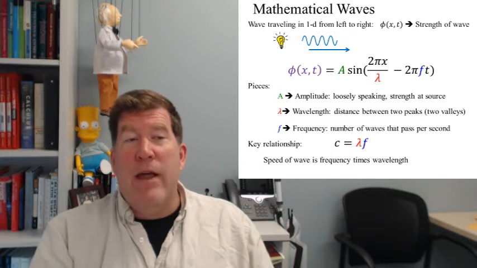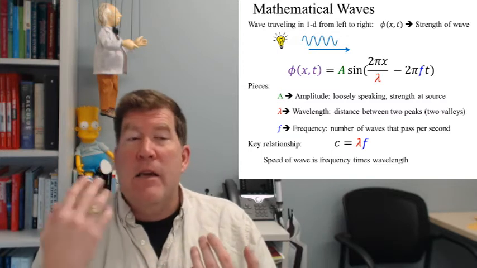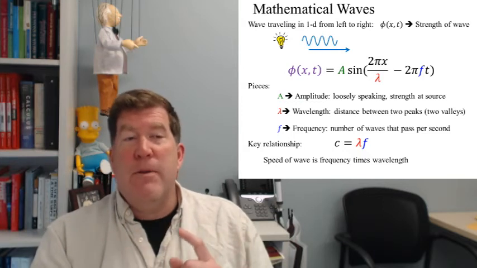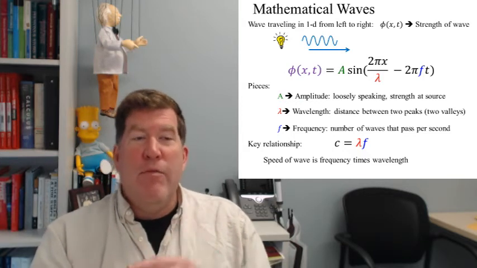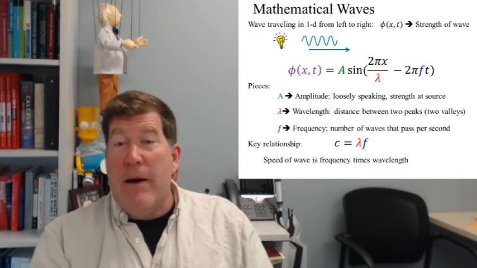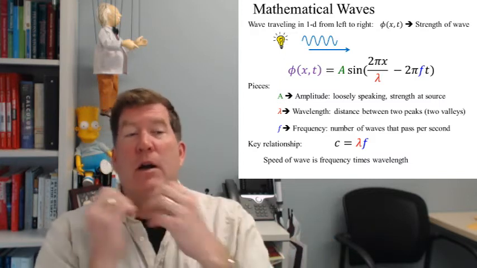So if you know the wavelength of light, you can very easily convert that to the frequency of light and vice versa. So there's this nice relationship between the two, and physicists will sort of move back and forth between them, depending on whether it's more convenient to talk about measuring the wavelength of something or talk about measuring the frequency of something. So this is our description of waves.